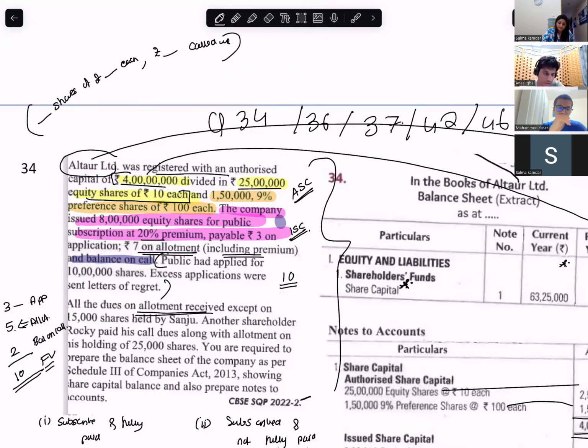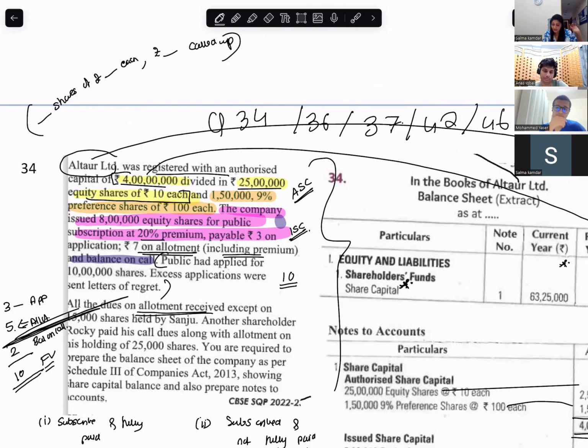Go down. 35,000 shares of rupees 10 each. Why 35,000? See, the first thing is that I have issued 800,000 shares. And this is subscribed but not fully paid up, because I have called money only up till allotment. Okay, are you clear with this?